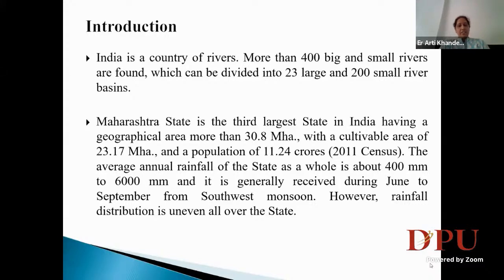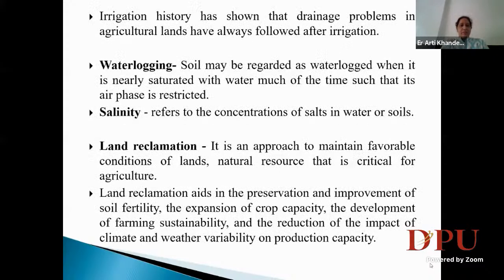Our rainfall is about 400 mm to 6,000 mm. We have a lot of water in Maharashtra. Because of this water, there is excess use of it, and we are facing two major problems: water logging and salinity.